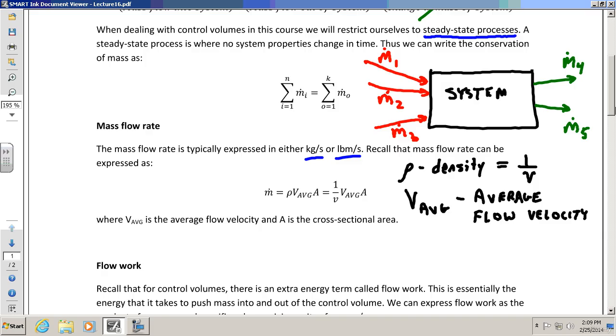Rho is density. Rho is density, which is the same thing as 1 over specific volume. Rho is defined as density, which is 1 divided by the specific volume. The average velocity is defined as the average flow velocity.